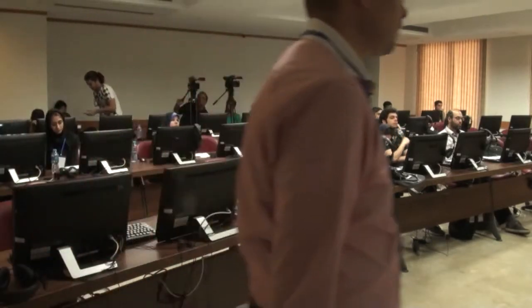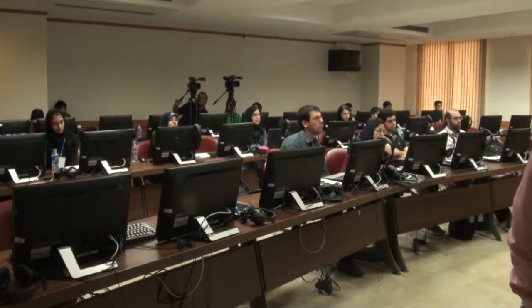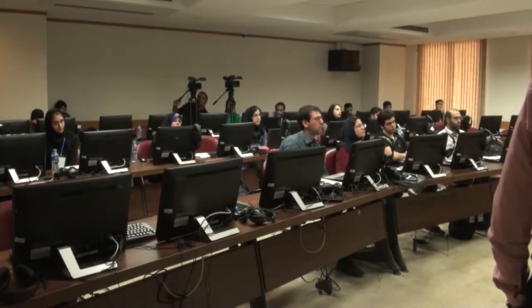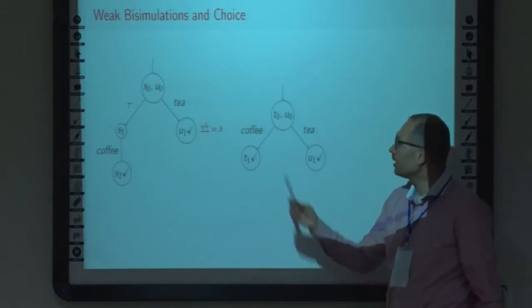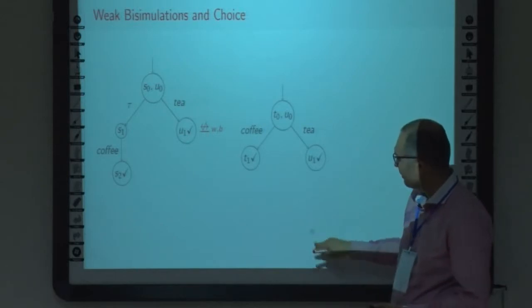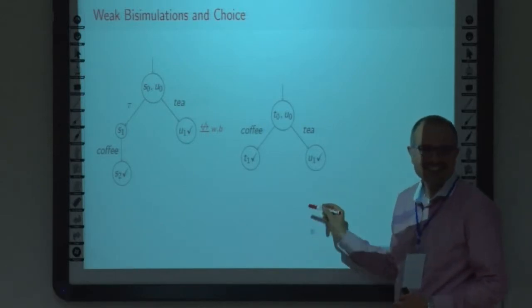Choice is not good. Okay, so assume that they were bisimilar. Okay, this one can do a tau. What are the options for this one to mimic it? Either it should stay in the same state. Can I draw here? I will do it here.